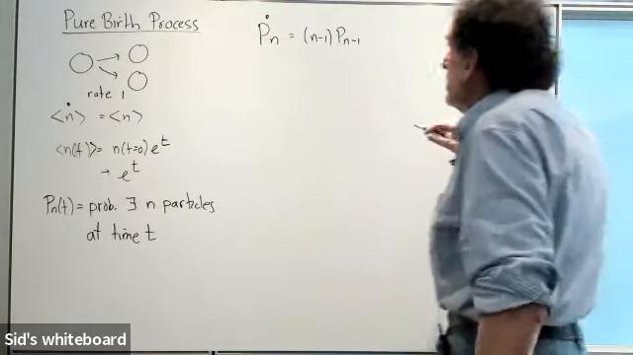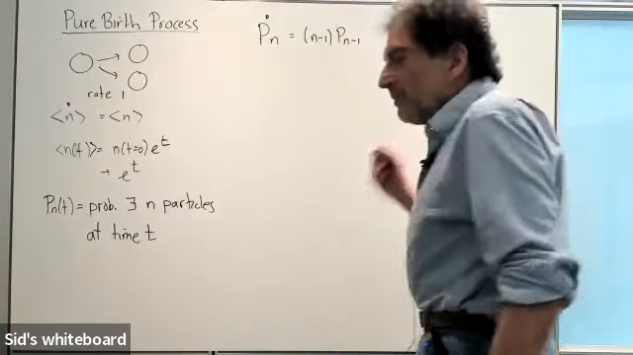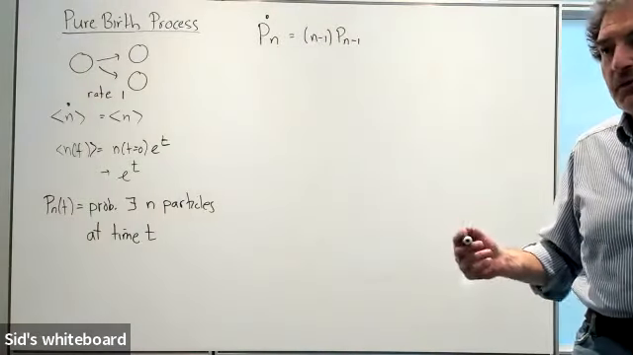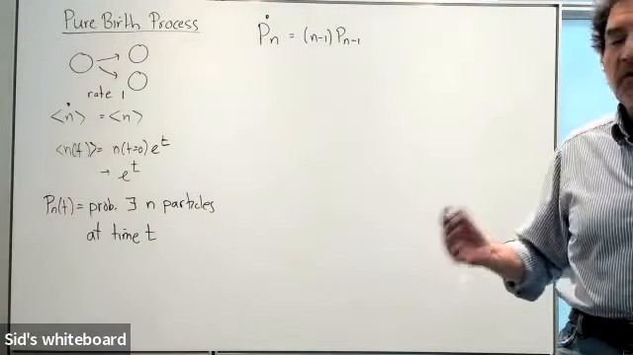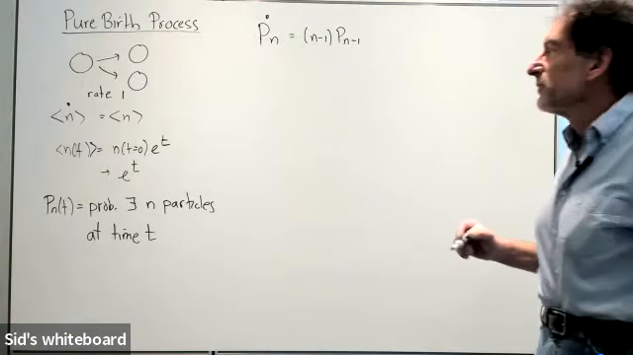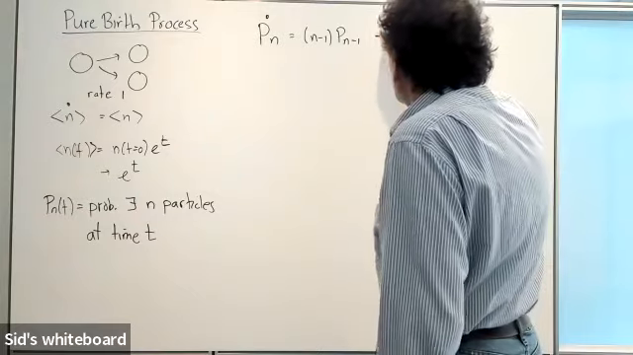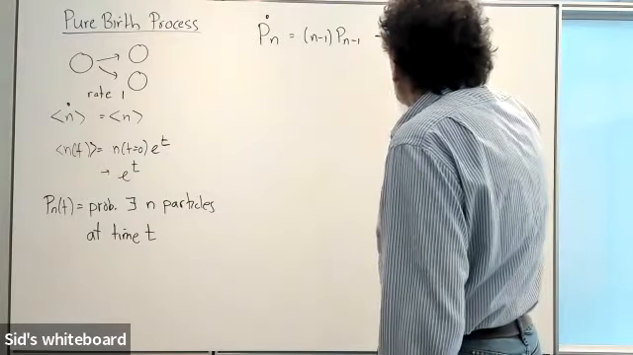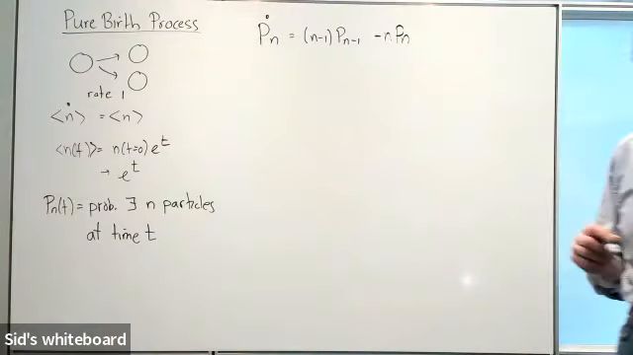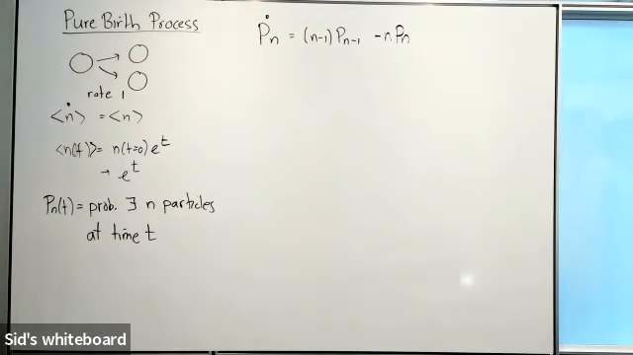And similarly, if I have n particles in the system, if any one of them gives birth, then that's going to contribute to the loss of Pn. The total rate of loss is going to be the rate for each one to give birth times the number of particles times the probability that there are n particles in the system. So that is my master equation that I want to study to figure out the full probability distribution.